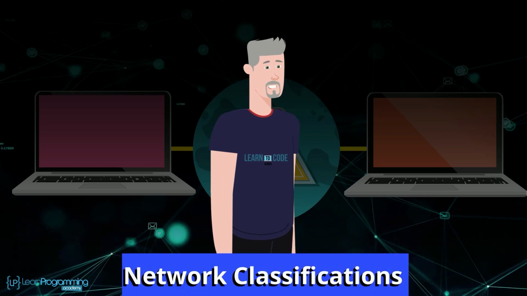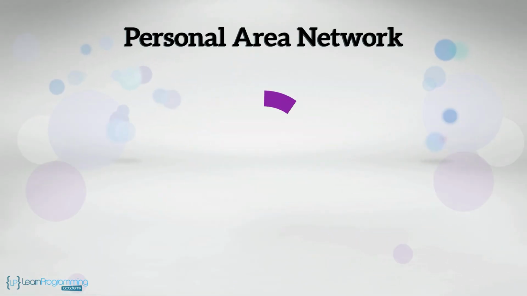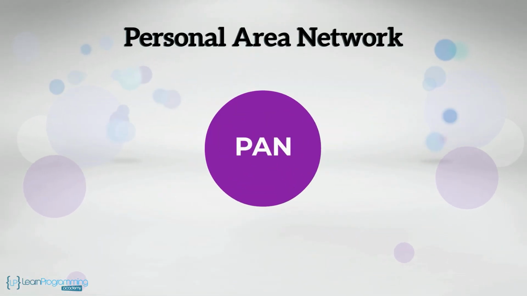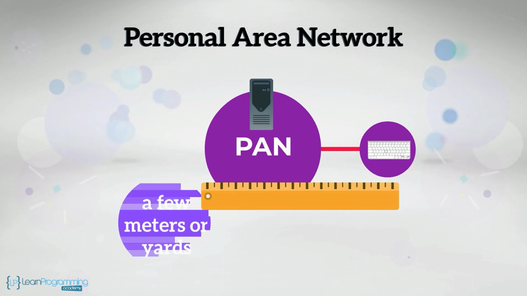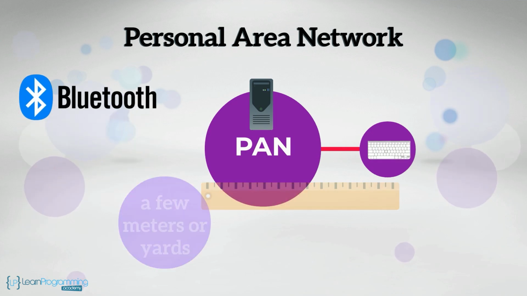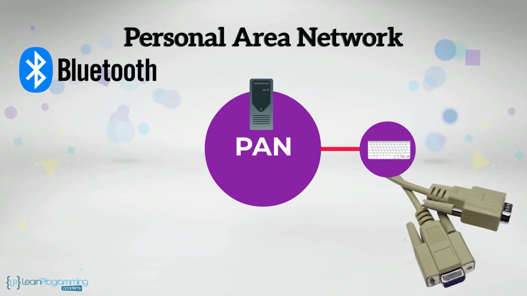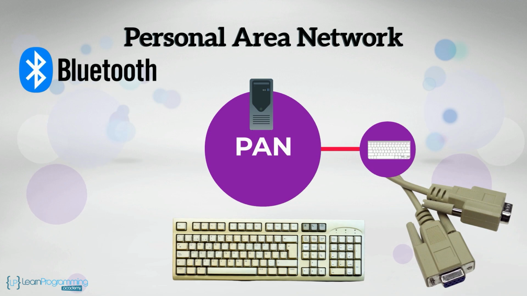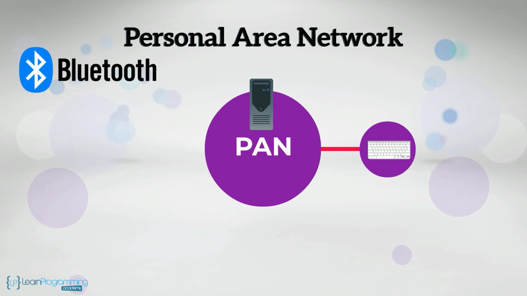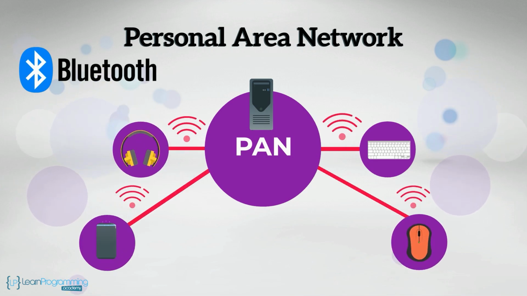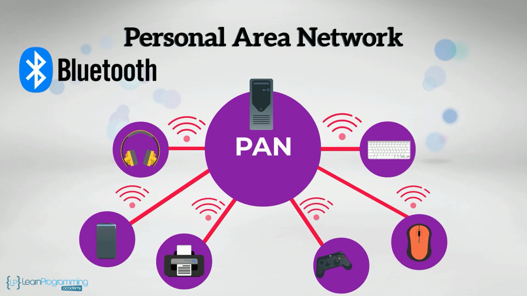First up, network classifications. So a personal area network, or PAN, is normally used for short-range device-to-device communications, such as a few meters or yards. Bluetooth technology is a good example of this, and it was originally conceived as a wireless alternative to RS-232 data cables that coupled keyboards and pointing devices like a mouse to the computer. Today, this PAN technology is used for wireless keyboards, mice, headphones, speakers, printers, gaming devices, and more.